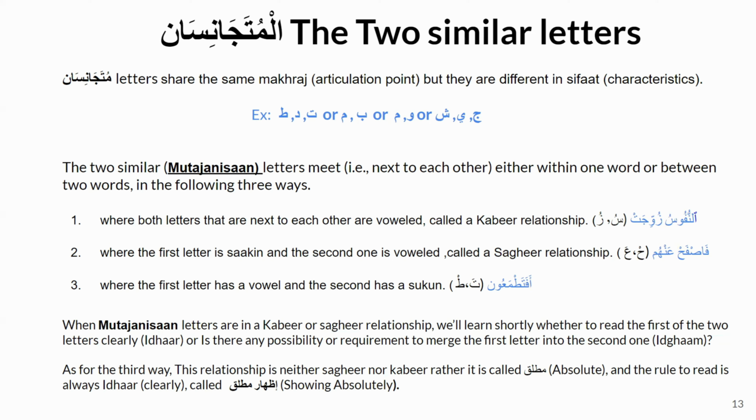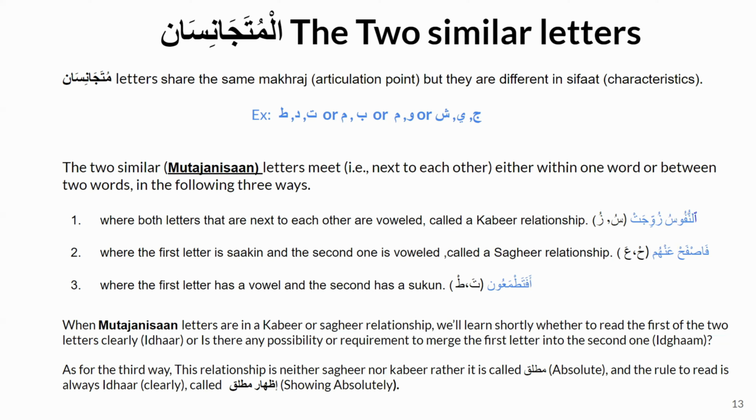For example, letter ta is a letter of hams, while letter dal and letter ta, both of them are letters of jahar. Letter ta has a tabaq and isti'ala, while letter dal and ta, they are letters of infitah and istifal. And if you see the next example, letter ba or letter mim, they are coming from the two lips, but they differ in sifat.